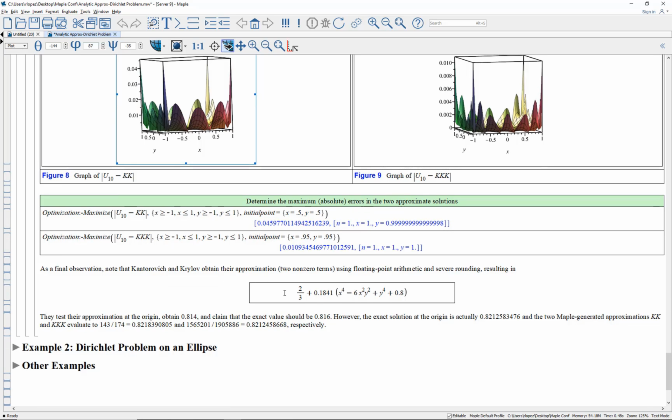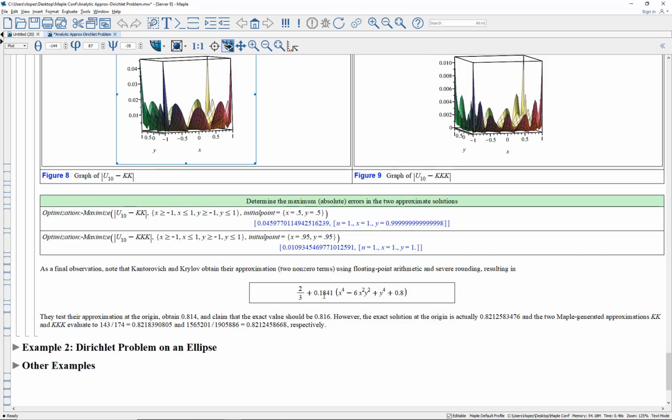This is precisely what Kantorovich and Krylov write as their two-term approximation. It has y to the 4th here, and they have this strange mixture of exact fraction here, decimal here. See, they did a lot of rounding to 3 or 4 places.